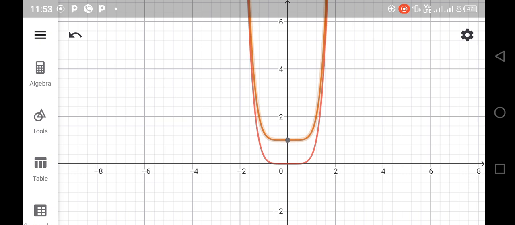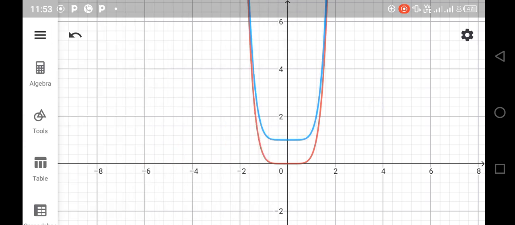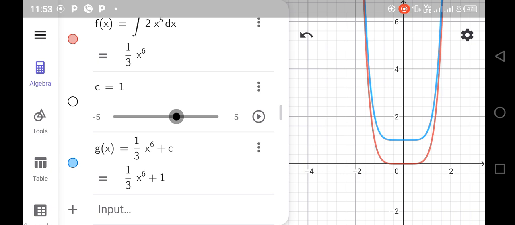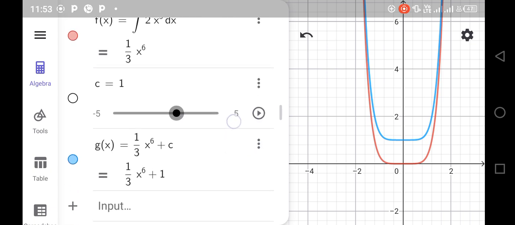Now we can see we have the first one. The first one was our original graph, and then we have the second one. The blue one is for the function a third x raised to power 6 plus 1. So at that particular point, the y-intercept is 1. But the original one was a third x raised to power 6, the one in red. But now when we had plus c, that's the y-intercept.